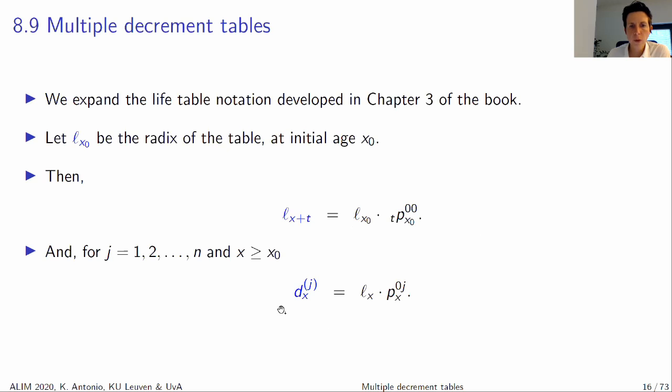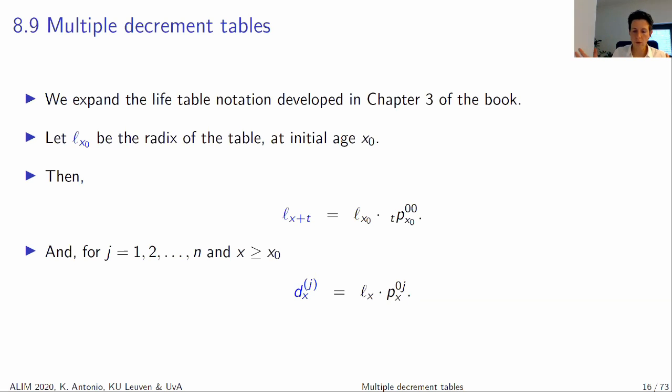If you look at the number of people who leave the table because of decrement J, you denote this with d_x and then with the superscript J to denote the force of decrement. You can calculate this expected number of people who leave because of cause J as the size of the group you started with, multiplied with the probability, in this case in 1 year, to leave because of decrement J. So we can put the table together like this.